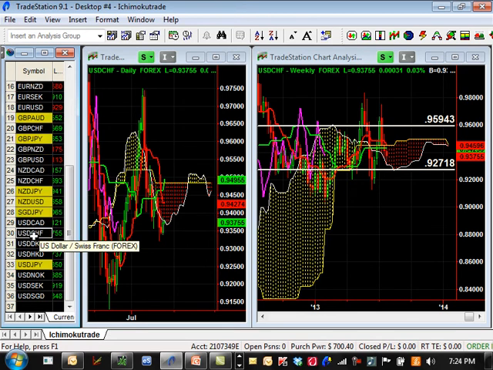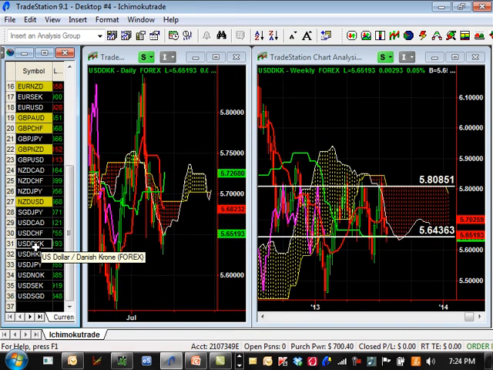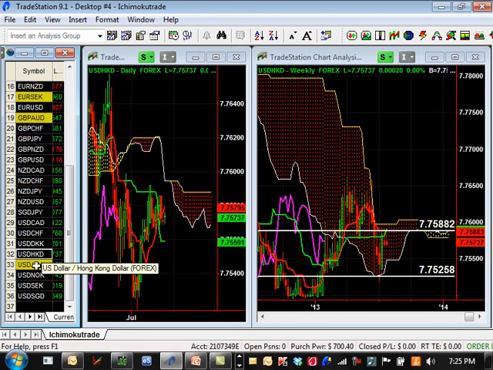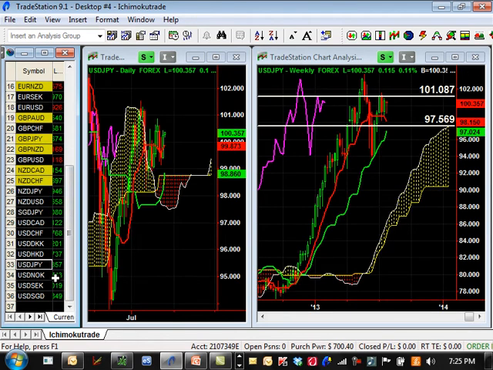US Switzerland not doing anything except ranging between 92.71 and 95.94. USD KK is doing nothing except ranging between 64.36 and 80.85. US Hong Kong ranging here between 75.25 and 75.88. God, these US pairs are boring.